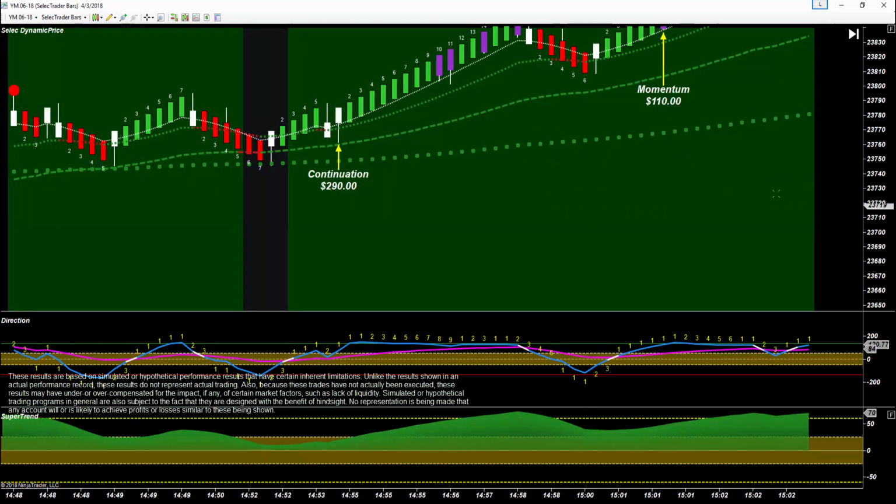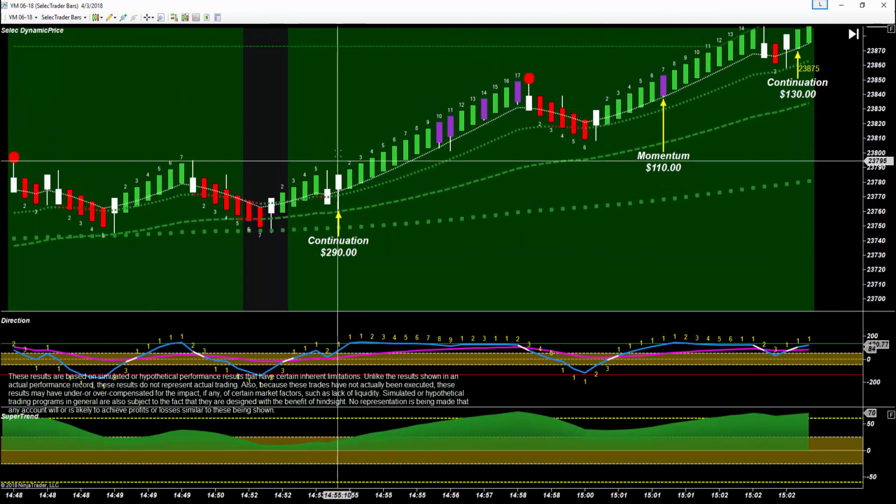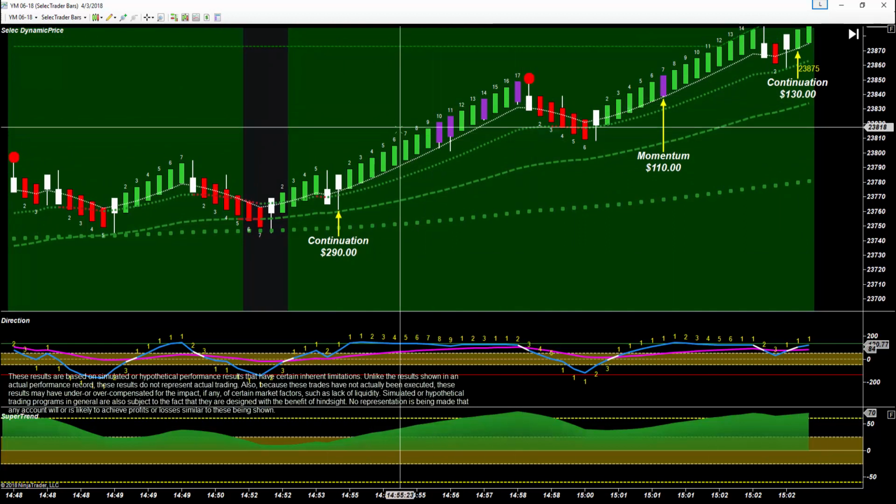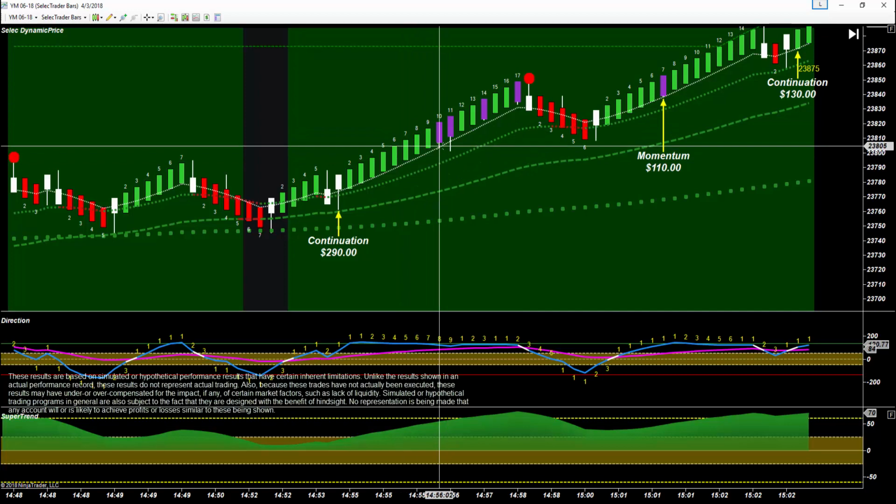Then we have a continuation long, very nice 17 bar run. We can take part in the whole thing by widening to the red DPI price. After the close of bar 7, we'll ride over these tails here on bars 10 and 11.